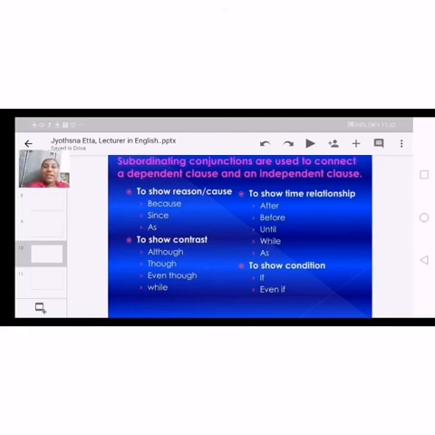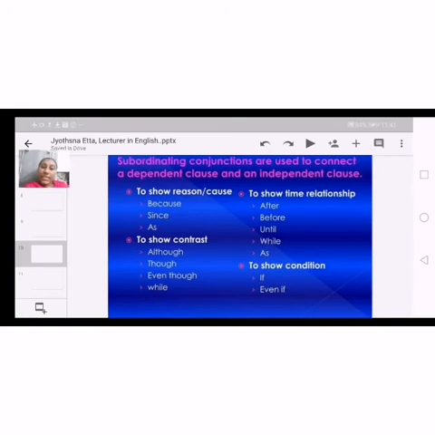To show contrast, we use although, though, even though, while. Next, to show time relationship, as I just told you, we use after, before, until, while, as. To show condition, we use if, even if. To show places, and timings, we use when. For persons, we use who. For different items or articles, we use which.